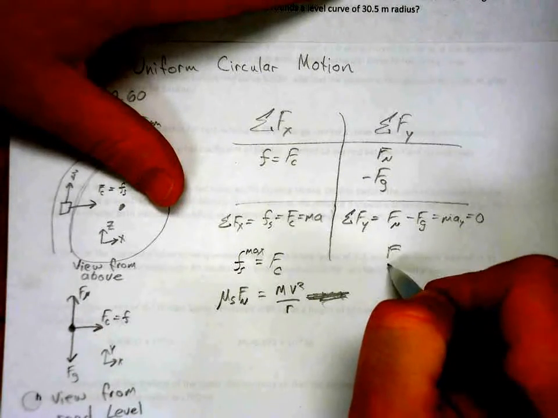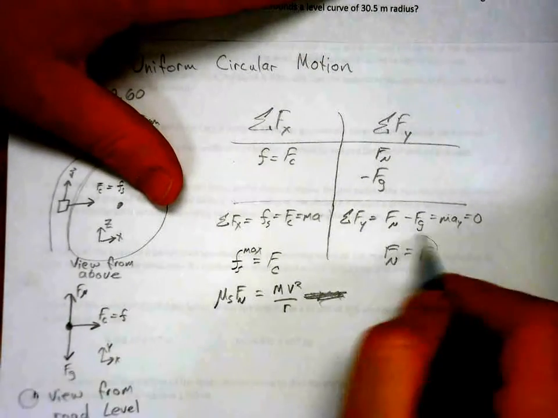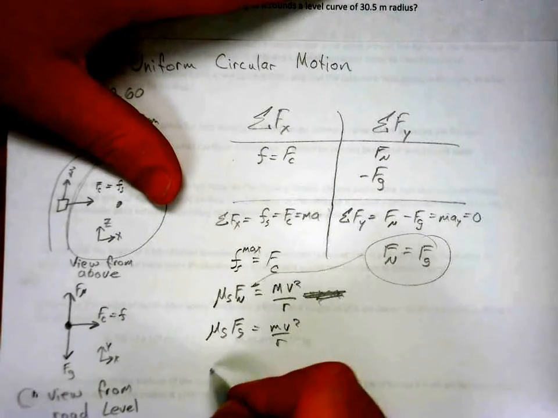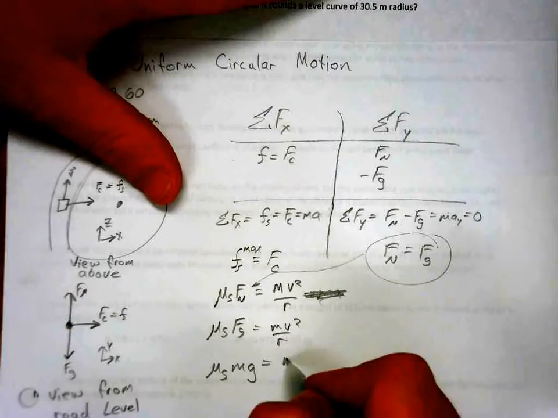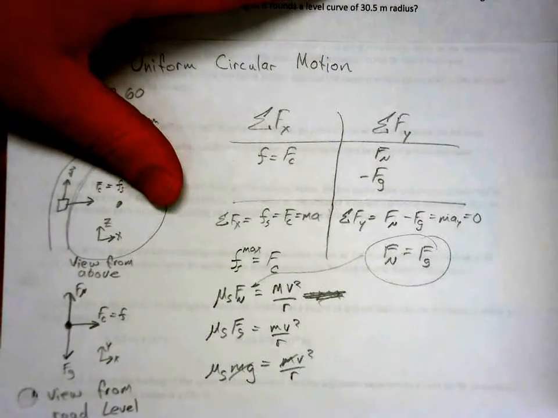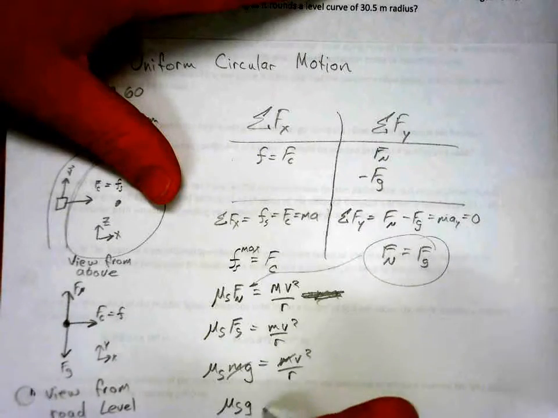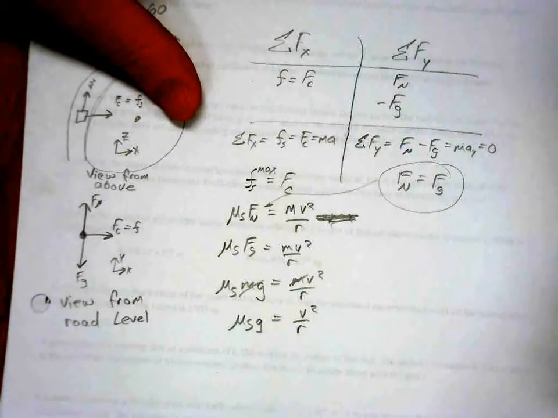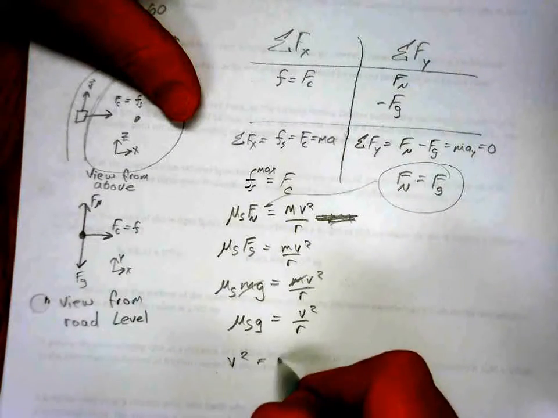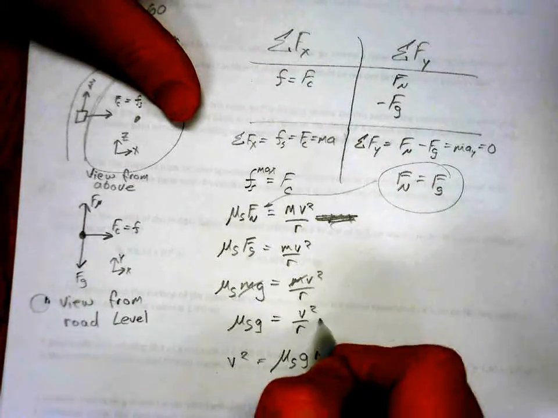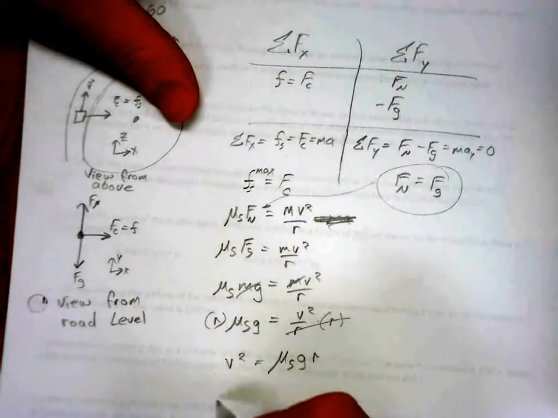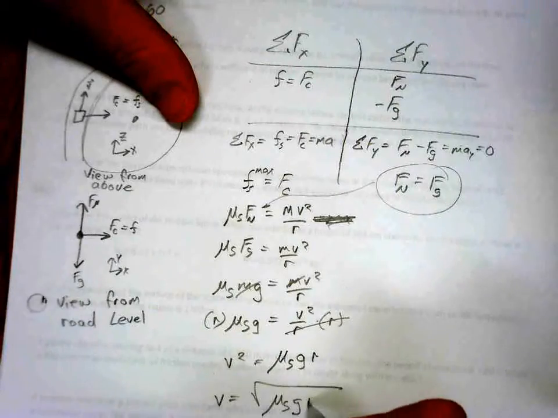So over on the y side, the normal force equals the force of gravity. So we can plug that in. Mu s Fg equals mv squared over r, or mu s mg equals mv squared over r. The m's cancel out. So now we're left with mu s g equals v squared over r. Or if I flip the equation, v squared equals mu s g times r. I multiplied each side by r. And v equals the square root of mu s g r.